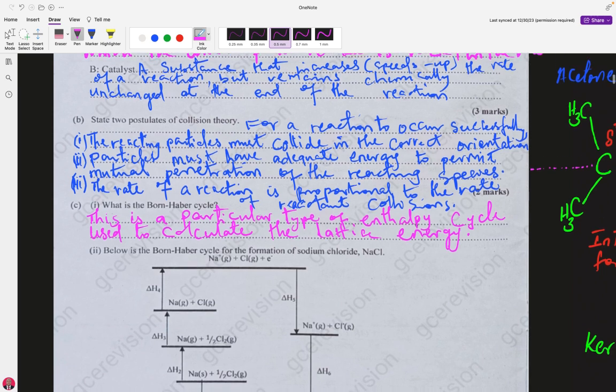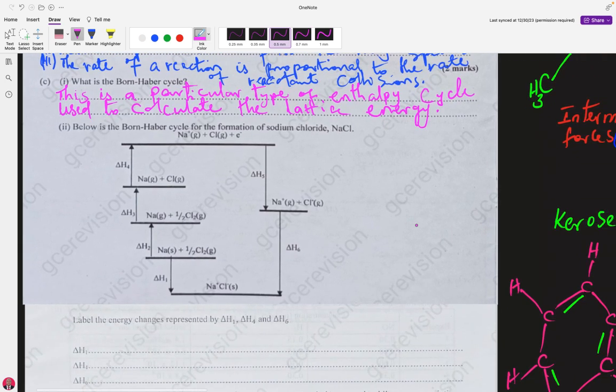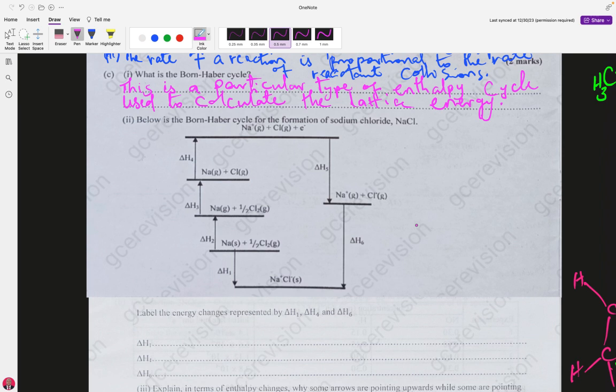Let's move on to C2. C2 is talking about the Born-Haber cycle for the formation of sodium chloride. That's the equation that is given there. And then we have been told to label the energy changes represented by delta 1, delta 4, and delta 6. Looking at the diagram very well, you will see that.